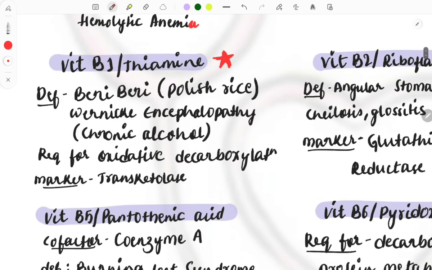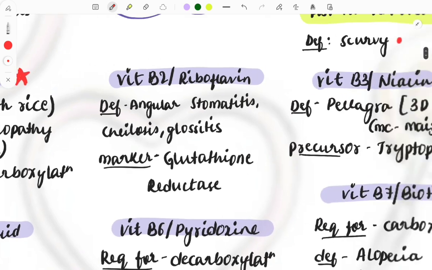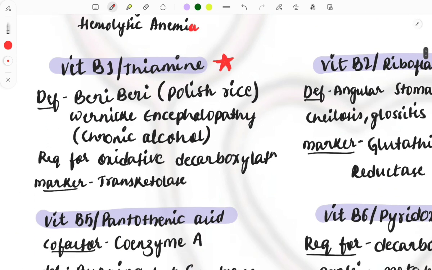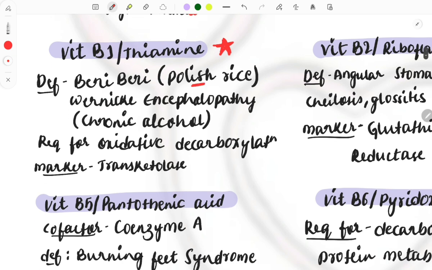So you need to remember the alternative name also, like the thiamine, then the riboflavin and the niacin, because questions can be like interconnected and they can be asked in a different way. Then deficiency will be causing beriberi, eating the polished rice, and chronic alcoholic causes Wernicke's encephalopathy.